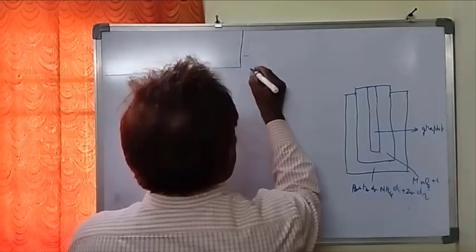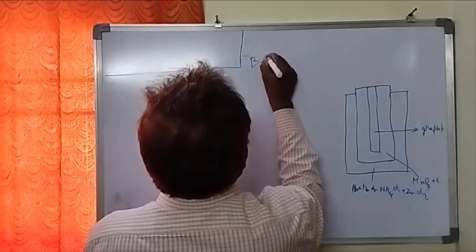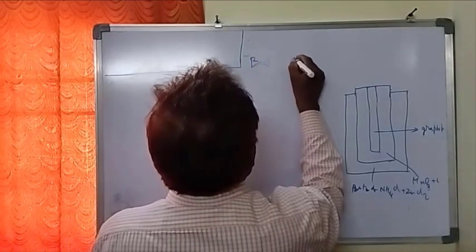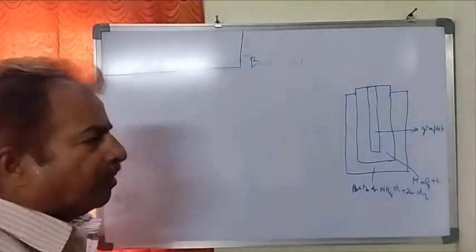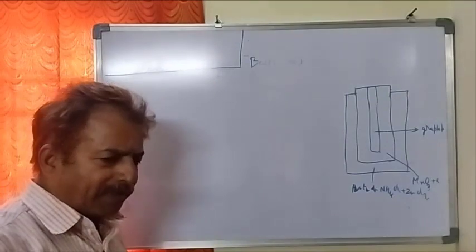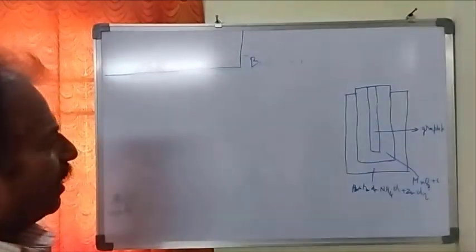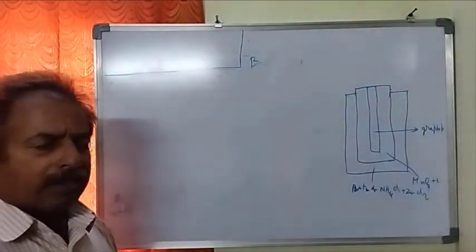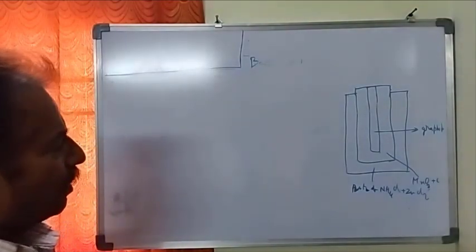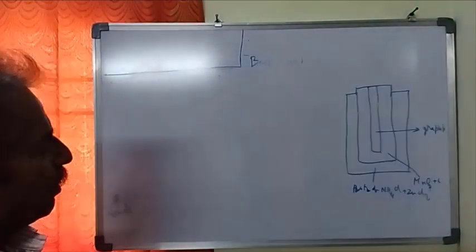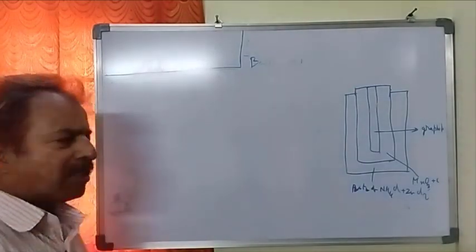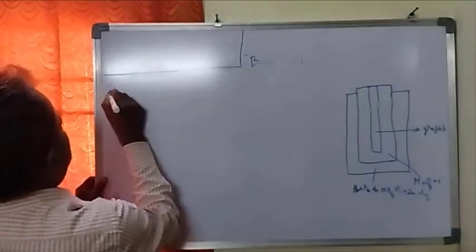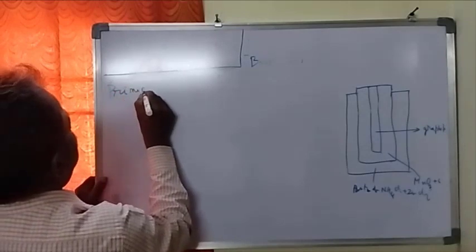Now let us see the batteries. Battery means it is an electrochemical cell. An electrochemical cell is the device used to convert chemical energy into electrical energy. Batteries are of two types: primary cells and secondary cells. One is primary cells.